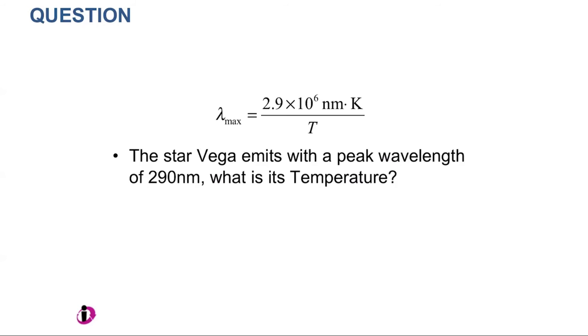Welcome back. Let's do this. We need to do some algebra. If we take this equation and multiply by T on both sides, the T's over here will cancel out. And we need T by itself on top over here. We also need to divide both sides by lambda max.